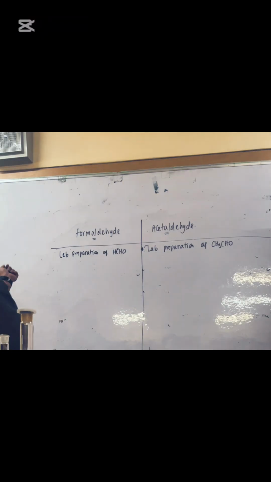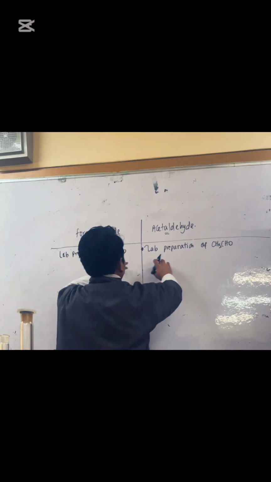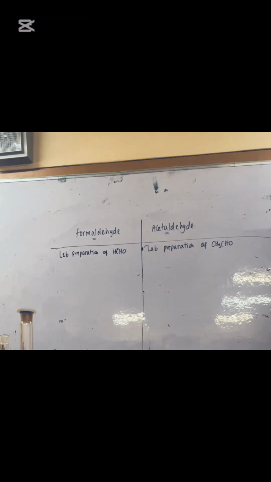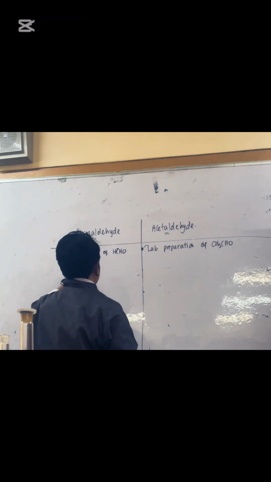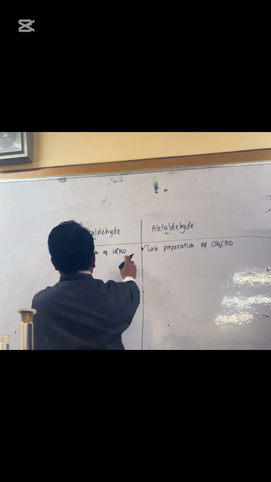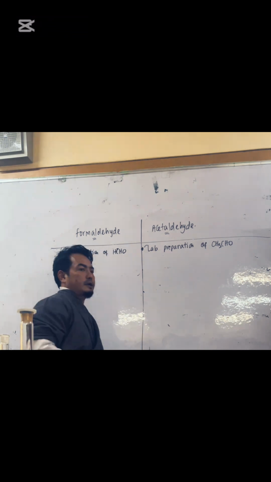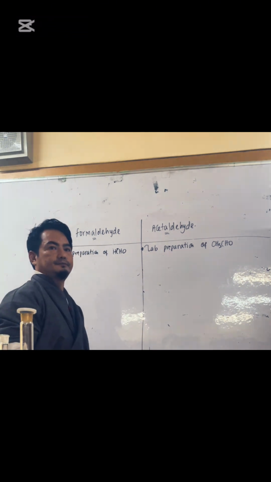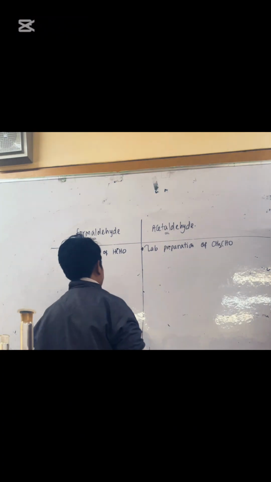So in the laboratory preparation again, these 2 compounds are prepared in different ways. For formaldehyde, laboratory preparation, we use copper or silver as a catalyst. And here we use potassium dichromate as an oxidizing agent.